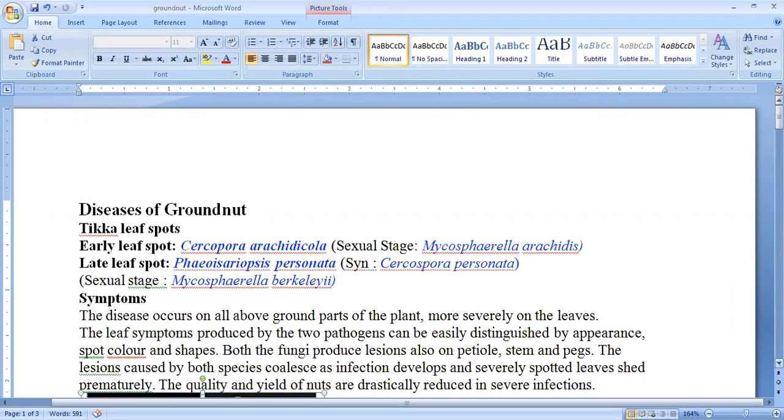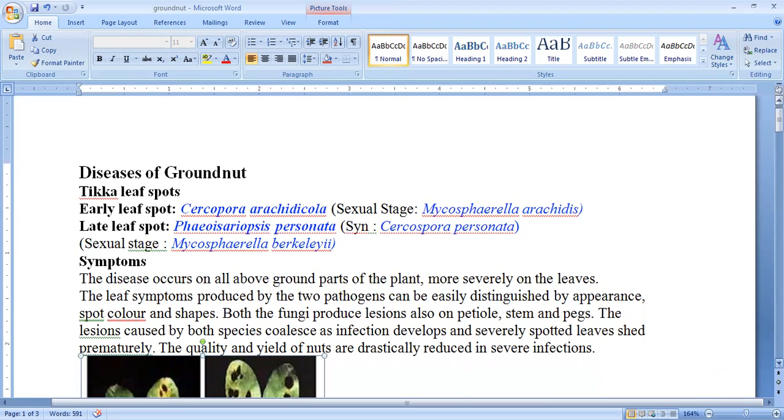Now, the early leaf spot, earlier known as tikka disease of groundnut, is caused due to Cercospora arachidicola, whose sexual stage is Mycosphaerella arachidis, and the late leaf spot is caused due to Phaeoisariopsis personata, another name is Cercospora personata, and the sexual stage is Mycosphaerella berkeleyi. Now, what are the symptoms?